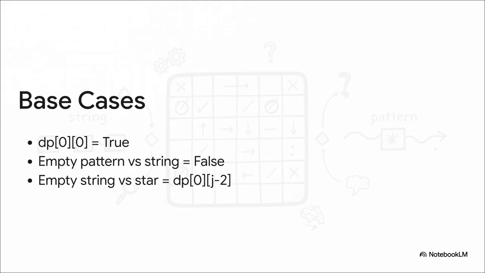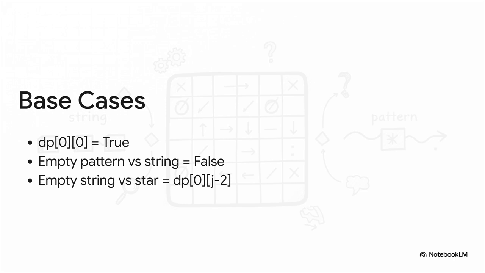So before we let the algorithm run wild, we actually have to populate those base cases. Now, an empty string perfectly matches an empty pattern, right? So that gives us a true starting anchor at the very top left, cell 00. But what if the string is empty and the pattern is C star?